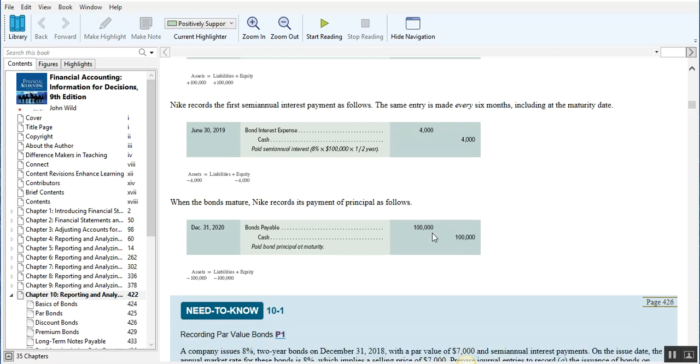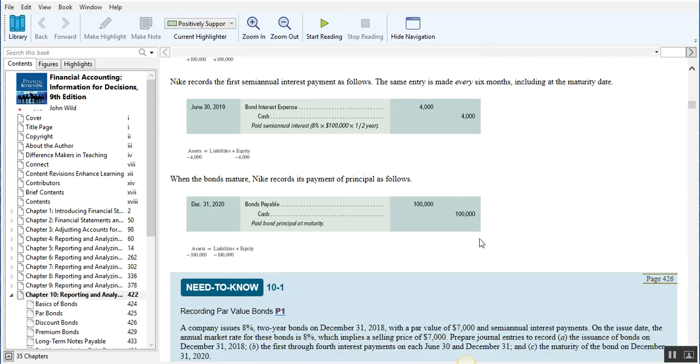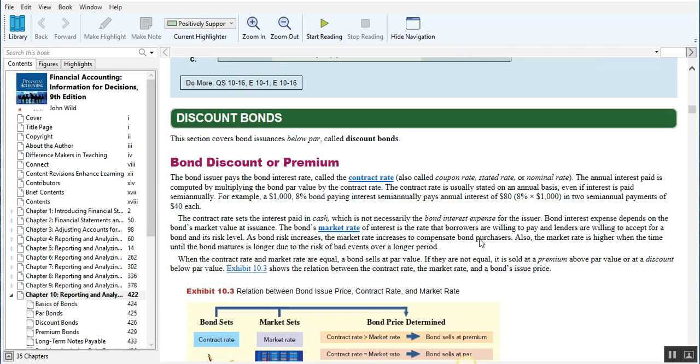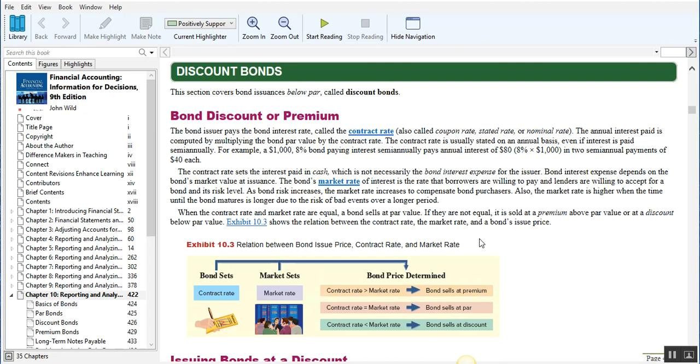Now, when the bonds actually mature, and assuming that you've paid all the interest along the way, to record the payment of these bonds, you're going to debit bonds payable and credit cash for 100,000. Basically, you're retiring these bonds. Now, when we talk about bonds selling above or below the par value of the bond, that's going to create an accounting issue that we need to deal with.